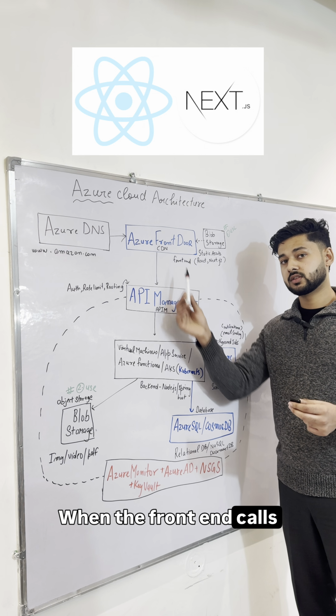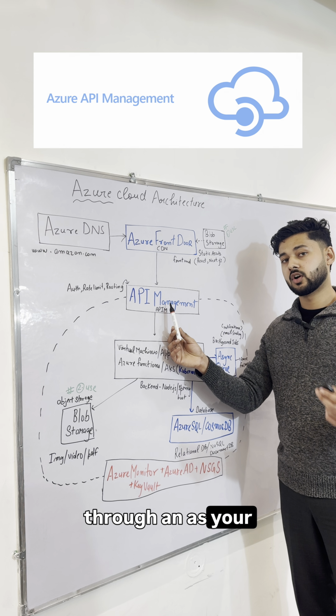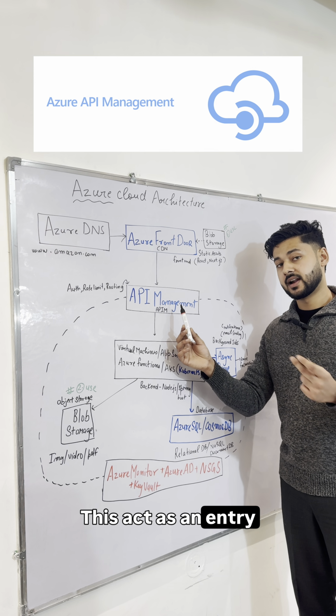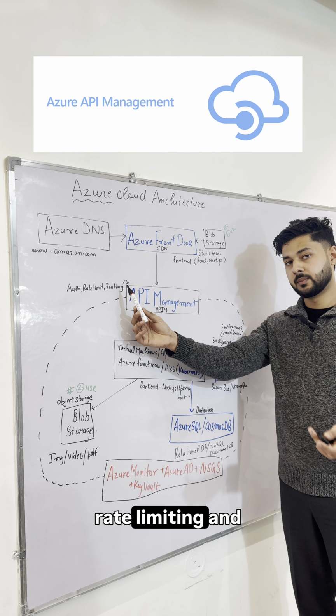When the frontend calls the backend, the request goes through Azure API Management. This acts as an entry point and handles the routing, rate limiting, and authentication.